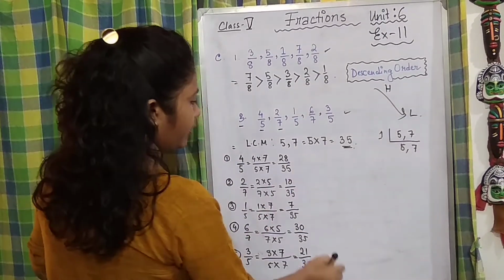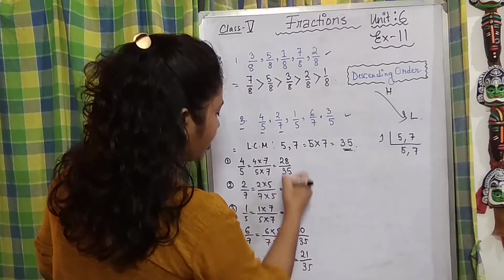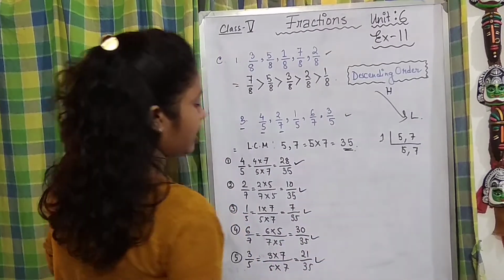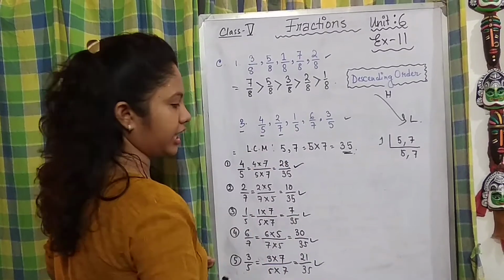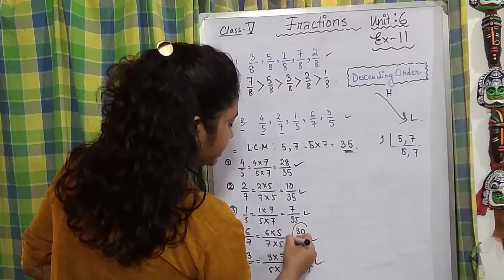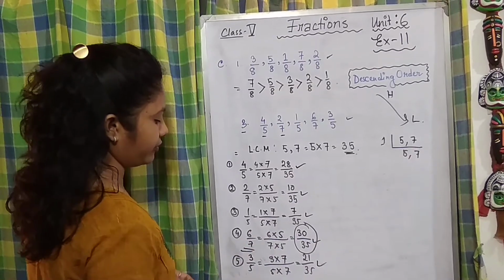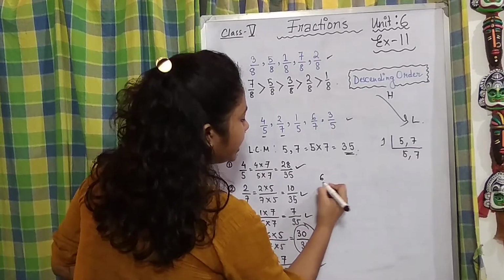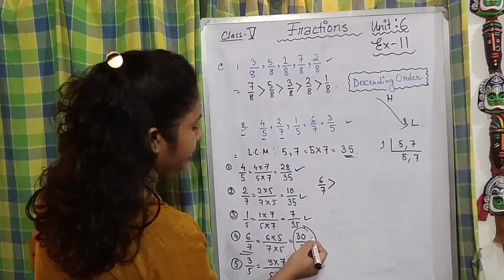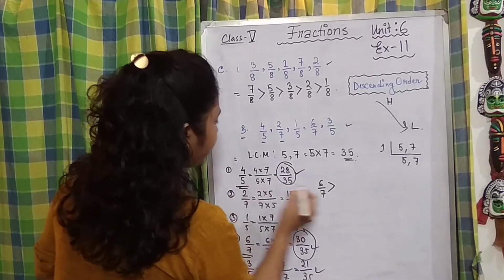Now check out from here which is the largest one. Now we have converted all of these 5 fractions from unlike fractions into like fractions, right? So here, which is the biggest one? 30 by 35 is the biggest one. Now which is the real fraction? 6 by 7. So we can write 6 by 7 is the largest fraction. Followed by 28 by 35, so the real fraction is 4 by 5.